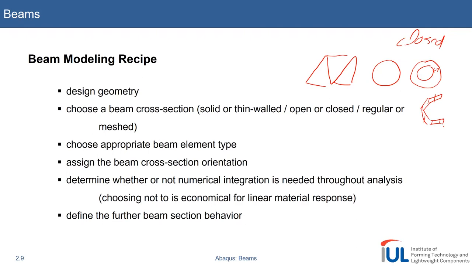Okay, yeah, sounds complicated. It is usually not so important if you have simple material responses to do this throughout the analysis. So you do the integration of your beam cross-section once before you start the actual simulation and not in every step anew. And then you define the further beam section behavior. So these, I would say, are the special things to consider when doing a beam simulation. The rest we talked about in the first tutorial.